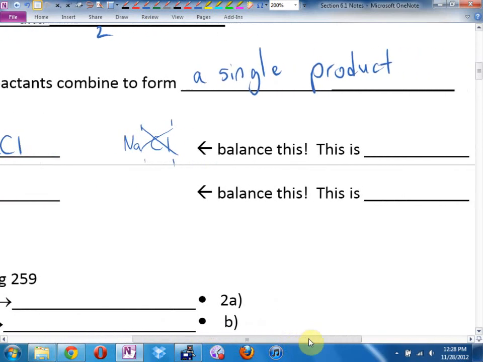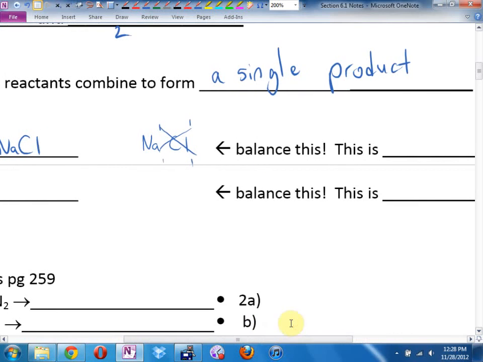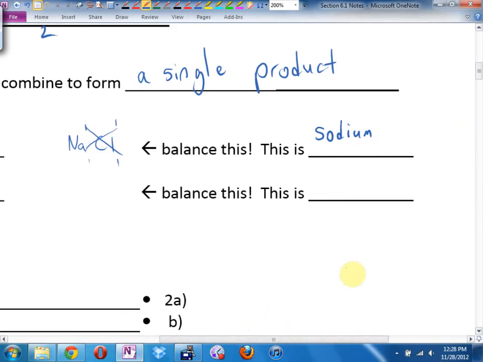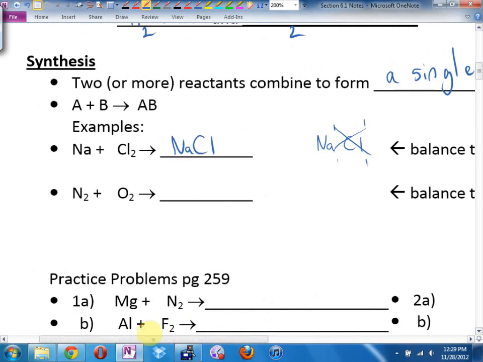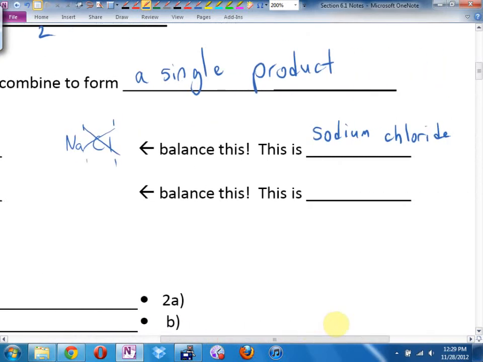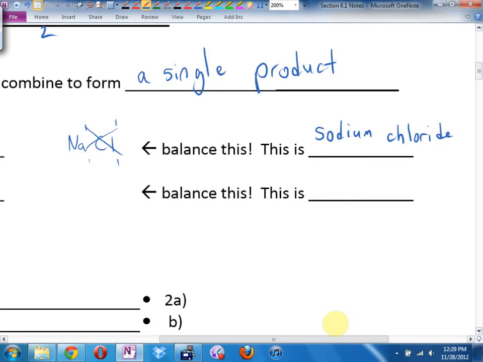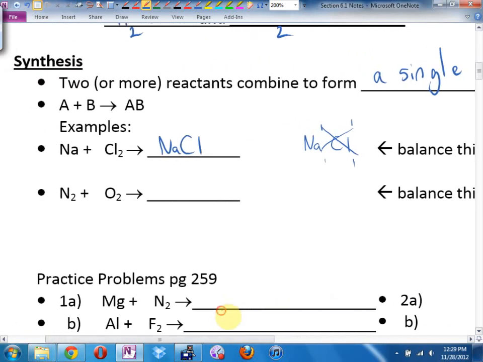Balance this. Okay, first of all, this is sodium, and then we use our ide rule, chloride, table salt. Is this balanced? Sodium chloride. Okay. Is this balanced? And how do I know?